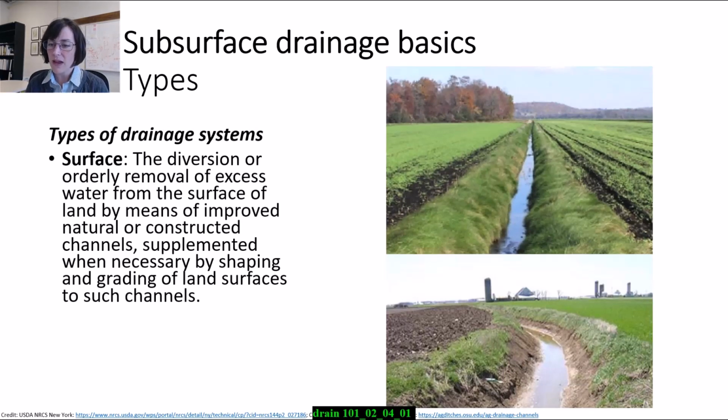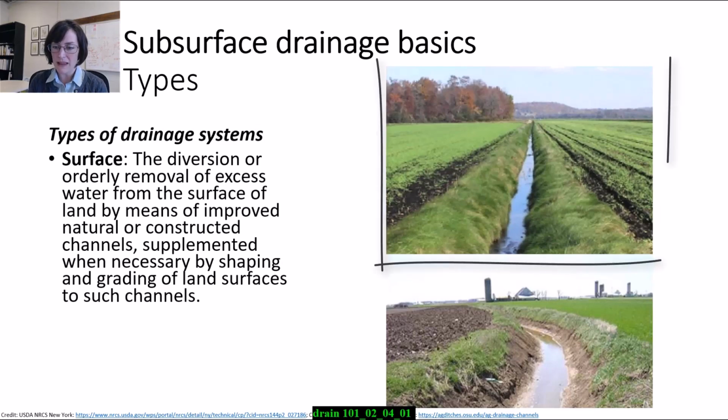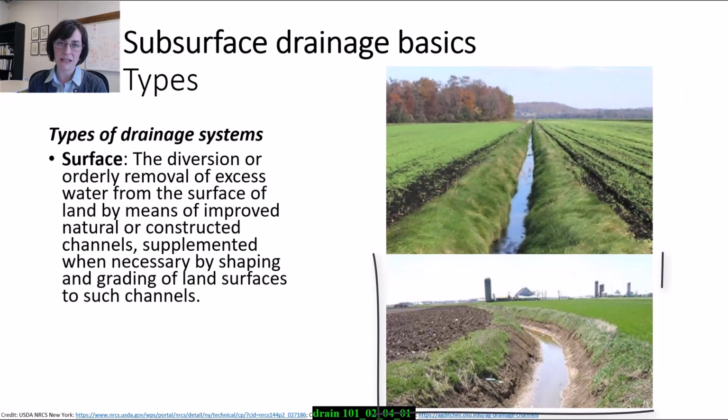One nuance that we have here is that we have a lot of ditches around here in east central Illinois, but I wouldn't consider these ditches really surface drainage ditches. They're really more just part of the conveyance system to move tile drainage water downstream. So the picture on the top, I would say that would be a surface drainage ditch. The picture on the bottom is more of a conveyance ditch rather than actually surface drainage in itself.